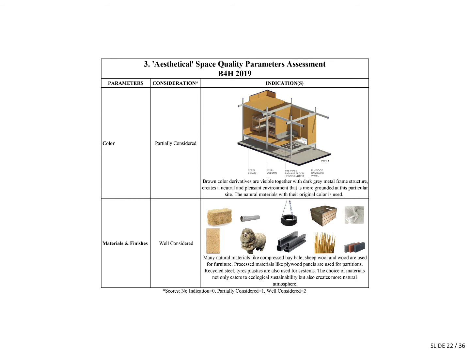In aesthetical component, color is considered partially as the most of the color used is brown color derivatives, and the metal frame. More colors could be used, or it could be used in more random order to create a different identity within the residential module that helps in better mental mapping in the individuals. Materials and finishes are considered well as most of the materials are sourced naturally with the sustainability in mind.